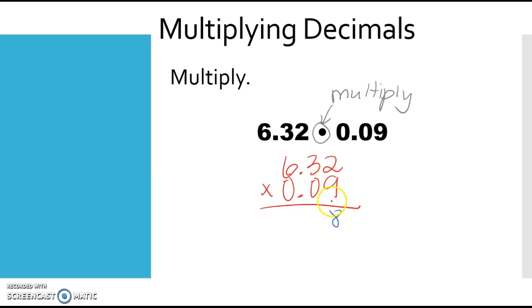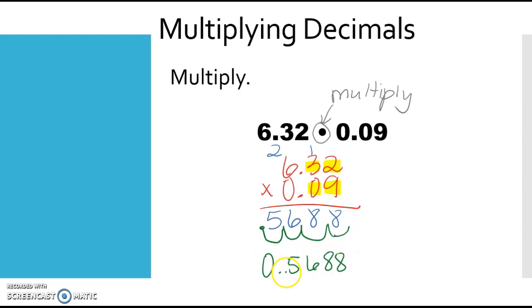So 9 times 2 is 18. 9 times 3 is 27, plus 1 is 28. 9 times 6 is 54, plus 2 is 56. So then we have to look at our two numbers here. We've got 2 numbers behind that first decimal, 2 numbers behind our second decimal. We're going to move our decimal place a total of 4 times to the left. Once, twice, 3 times, 4 times. So our final answer is 0.5688, or 0 and 5,688 10,000ths.